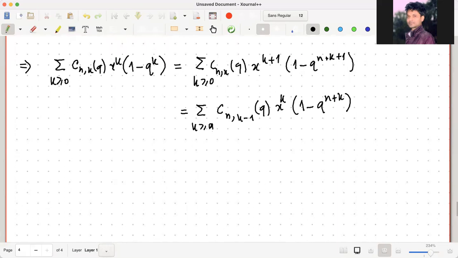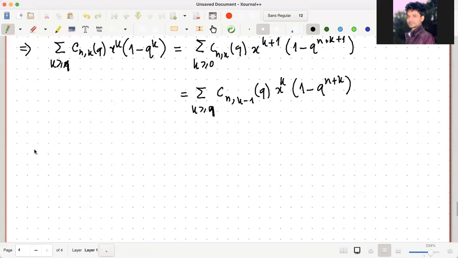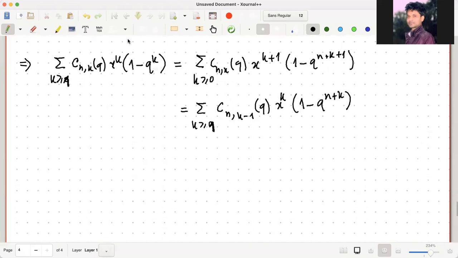So here k will actually go from 1. And in this case also we can write k from 1 because q to the power 0 is just 1. So 1 minus 1 will get cancelled. So we can very well write this as k going from 1. Now if I just compare the coefficient of x to the power k from both sides, then from this side the coefficient of x to the power k is 1 minus q to the power k times C n k q. And on the other side, the coefficient of x to the power k is C n k minus 1 q times 1 minus q to the power n plus k.